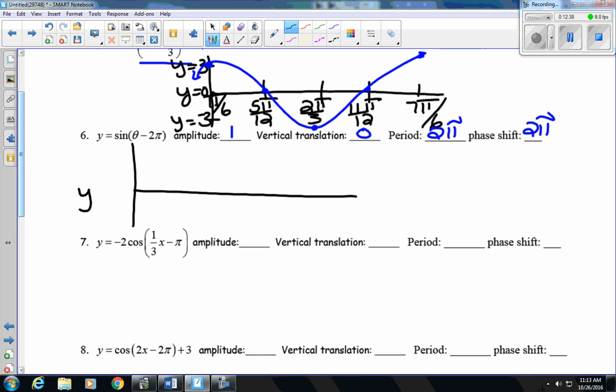No vertical translation, so we're at y equals 0 at the midline. Got an amplitude of 1, so y equals 1, y equals -1. Phase shift is my starting point, so this time we start at 2 pi. Okay. Phase shift plus period equals endpoint. So it's 4 pi, so I end at 4 pi.